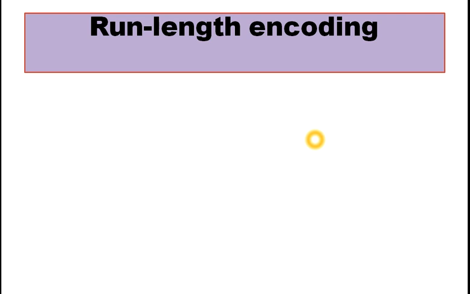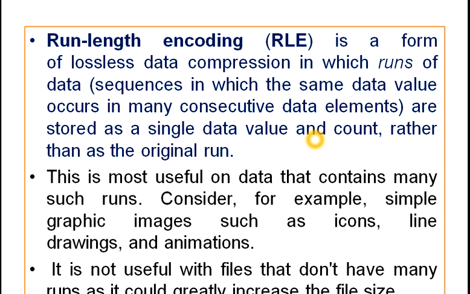So go through it. Now, run length encoding is a form of lossless data compression in which runs of data, and you have to note it, very important, what do you mean by run? Run means sequences in which the same data value occurs in many consecutive data elements. I'm repeating again: run means sequences in which the same data value occurs in many consecutive data elements are stored as a single data value and count rather than as the original run.